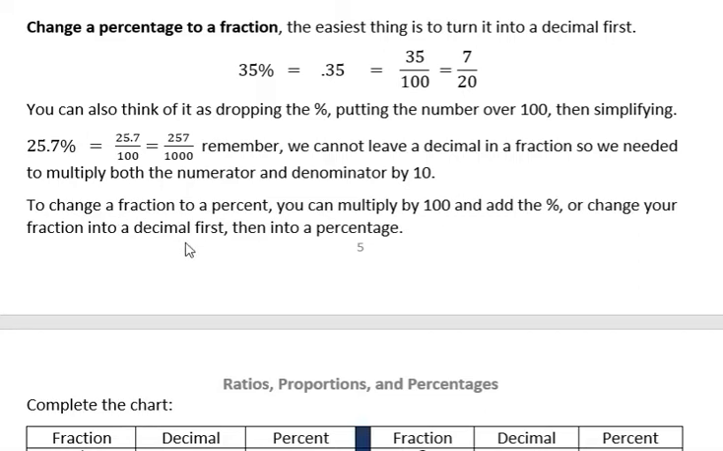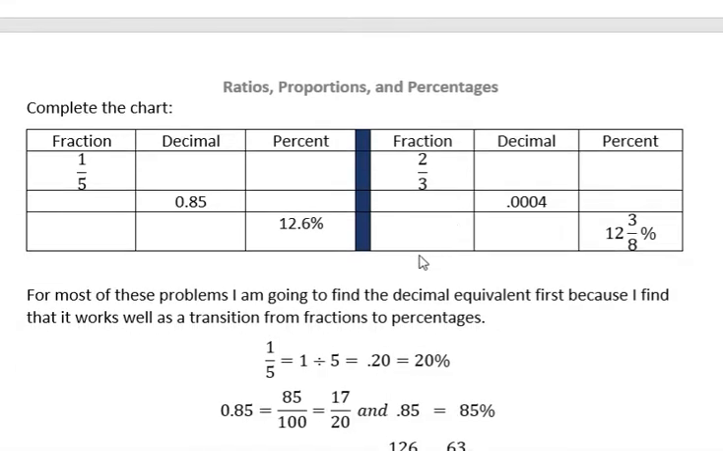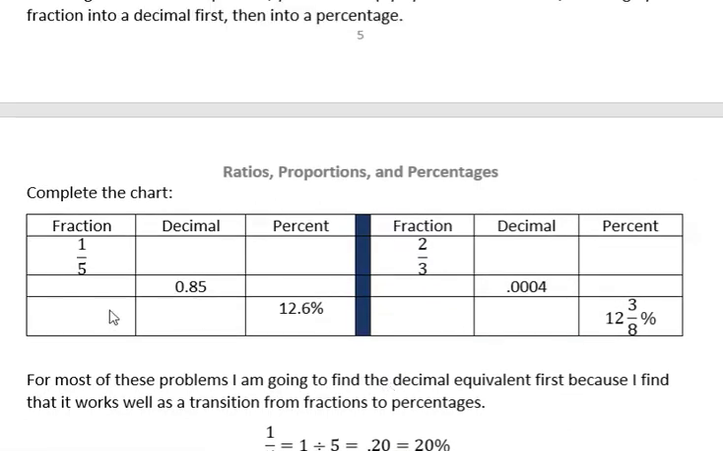So to change a fraction to a percent, you can multiply by 100 and then add the percentage symbol. Or you could go ahead and put it into a decimal first and then into a percentage. It's up to you. I'll show you both ways in the next examples. So here's a chart, and what I would suggest to you is that you freeze the video and you see if you can fill in all the missing pieces of this chart. I'm going to work through them.